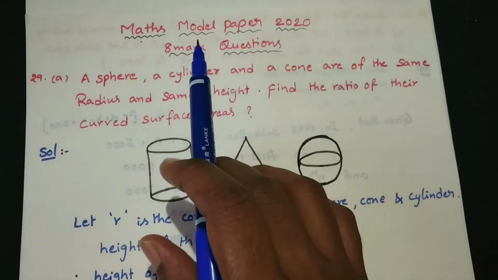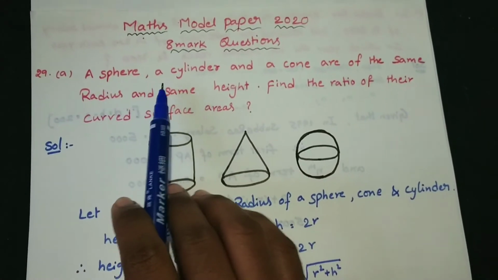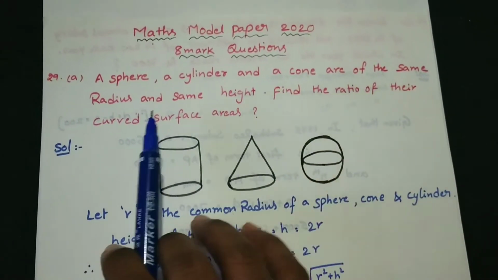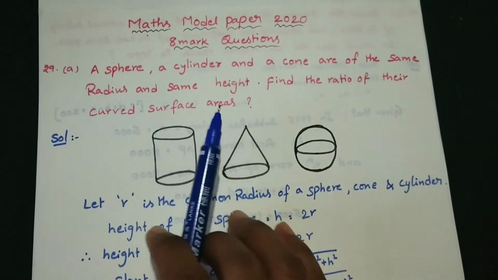Hi, Max Model Paper 8 marks questions I am discussing. 29th question. A sphere, a cylinder and a cone are on the same radius and same height. Find the ratio of the curved surface areas.